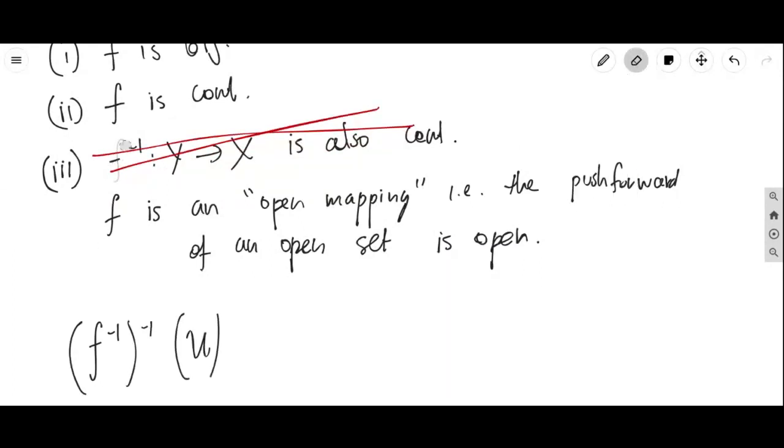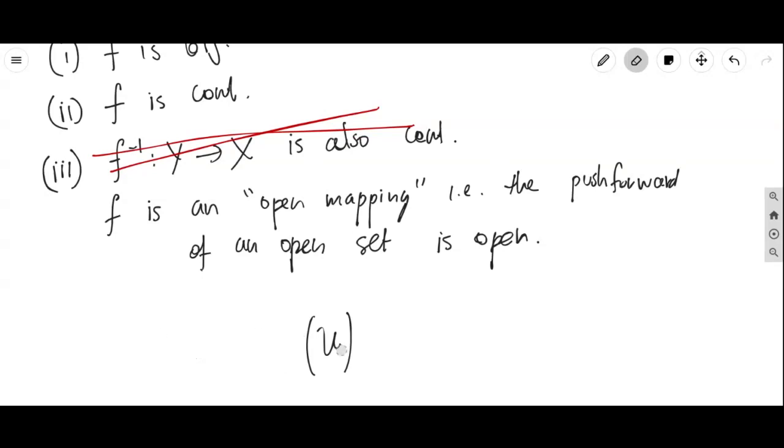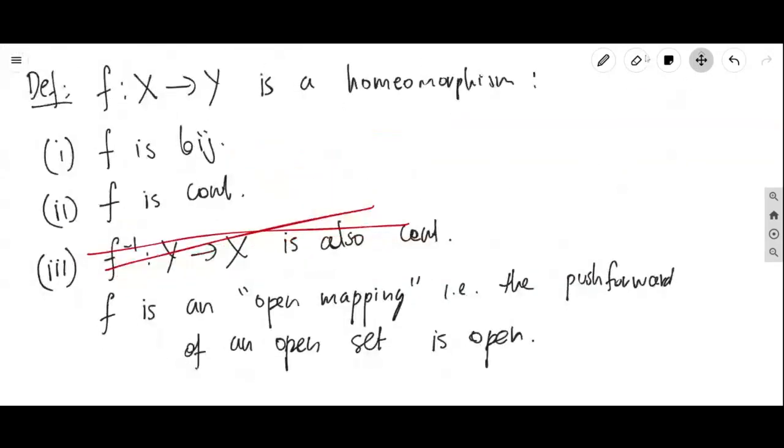This is because if you want to check that the inverse map is continuous, you have to take the inverse map applied to an open set. But that's just another way of saying it's f of U, the push forward. So alternatively, you can say f is an open mapping, which means that if you take an open set in X and push it forward, it gives you an open set. In some books, you see it written like this. I prefer to write it using inverse functions, but they're both equivalent. I just wanted to show it to you so you're familiar with this alternative definition that is sometimes used.